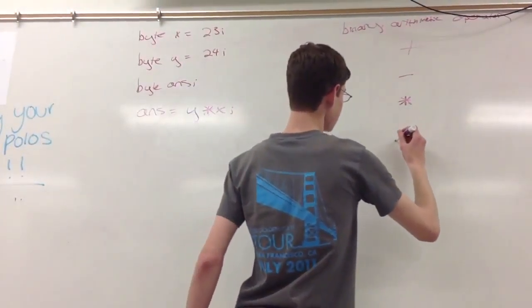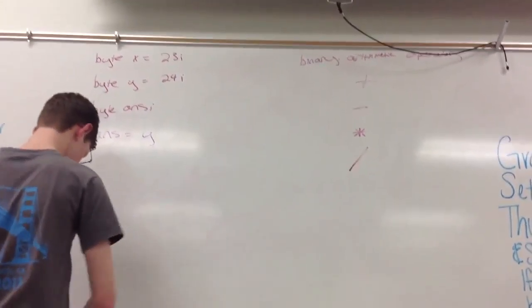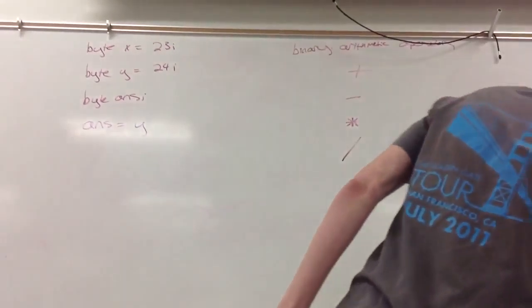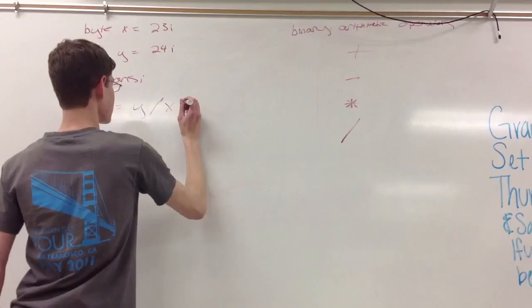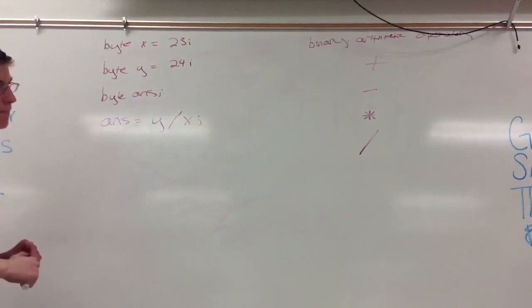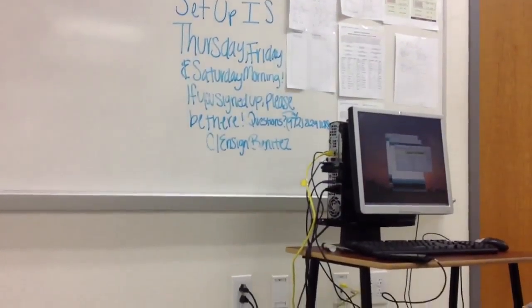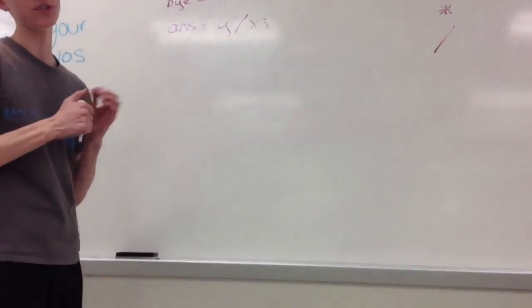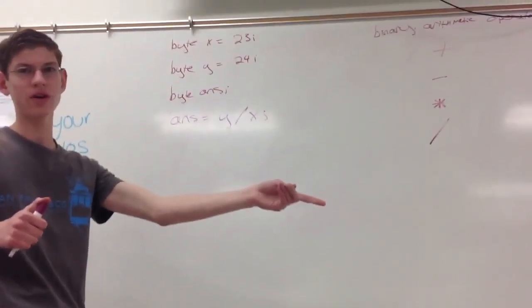And then we have the division. Take note of what kind of a slash it is. It is a forward slash. So, this brings up an interesting note. What's 24 divided by 23? 1.04. So what's the value of ANS? 1.04. It's y divided by x.